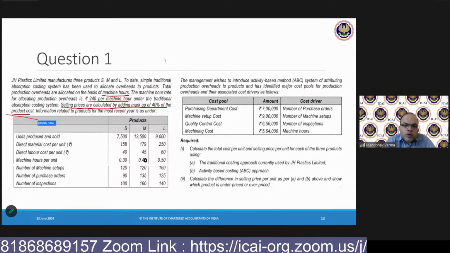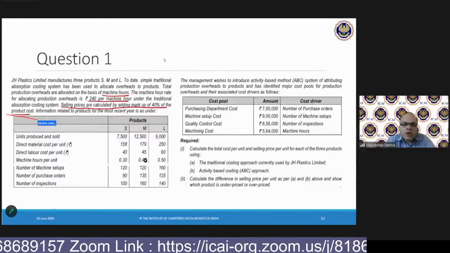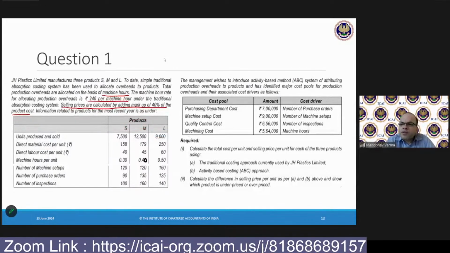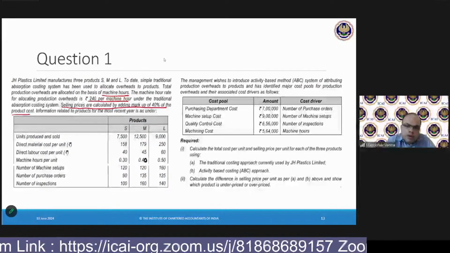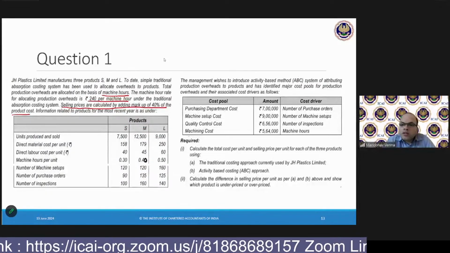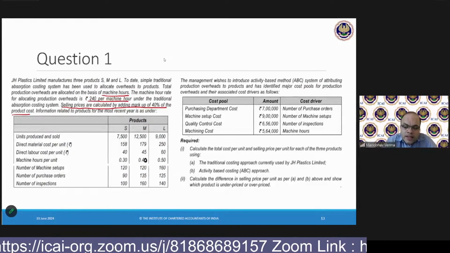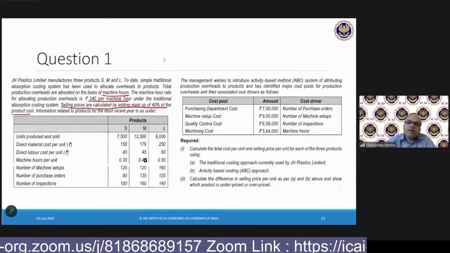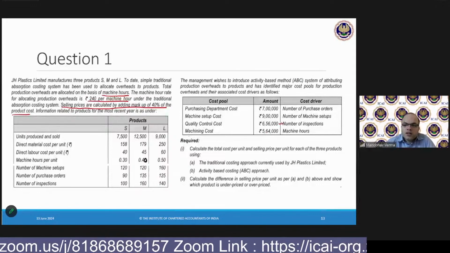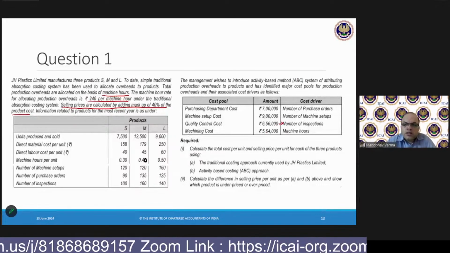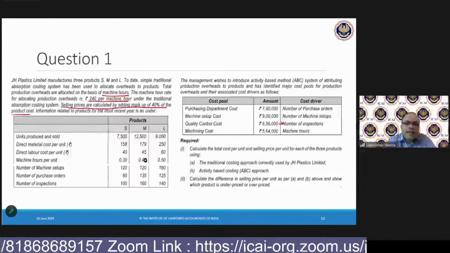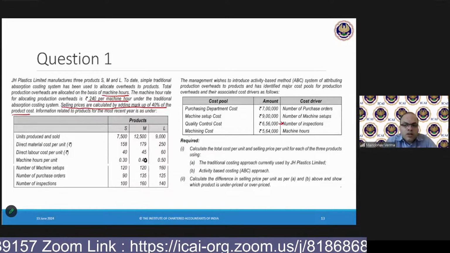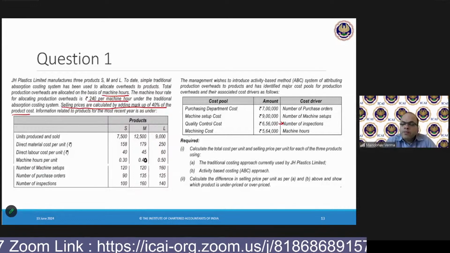So we are talking about purchasing department cost. The cost driver, as we discussed in the earlier example, is the number of purchase orders. Machine setup cost has the number of machine setups as its driver here. Quality control cost, that's the number of inspections, and machining cost is machine hours. So again, we are not making the existing system completely redundant. When it talks about the machining cost, we are talking about the machine hours here.